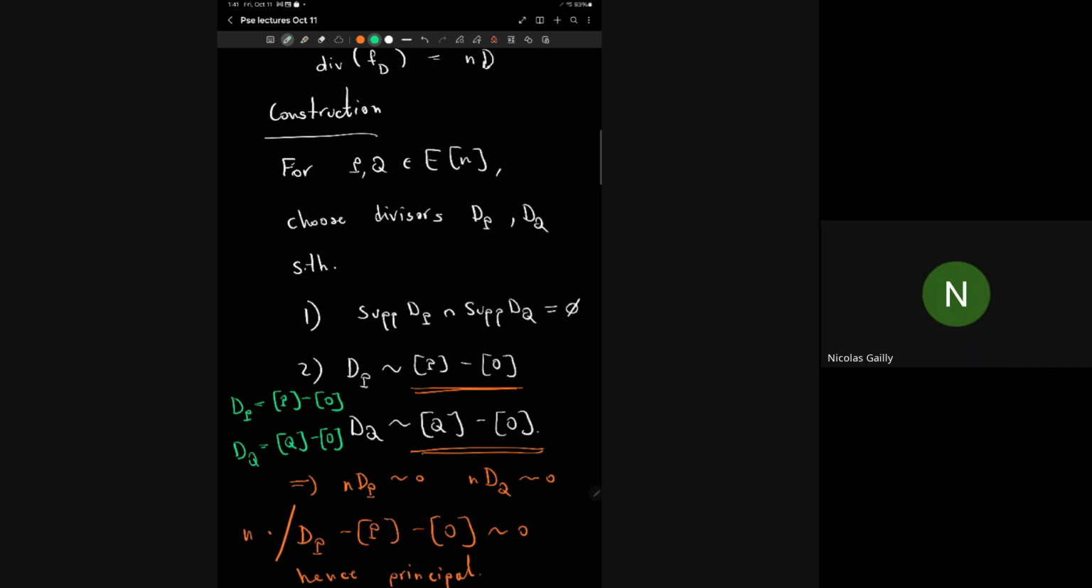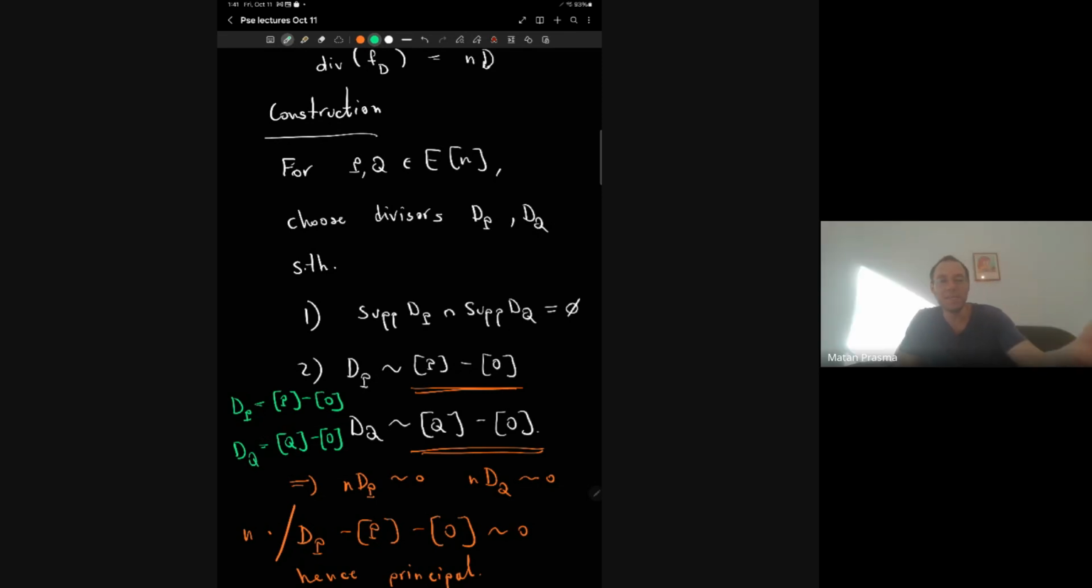So yeah, I still don't quite get what the question is exactly. I understand your question is about DP and DQ, and can I choose them? In this construction, we say we take some two n torsion points P and Q, and we say that we choose divisors DP and DQ that need to satisfy these two conditions.